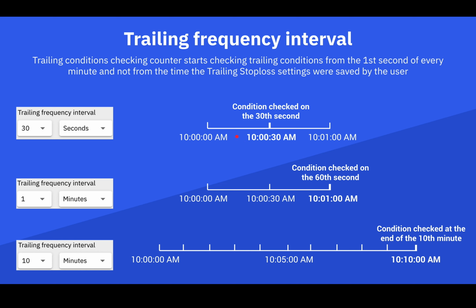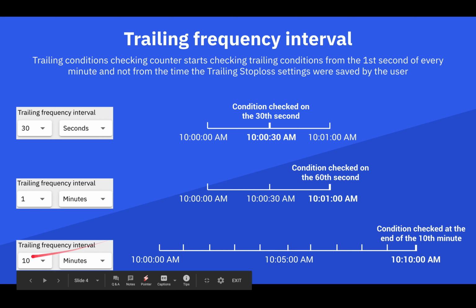If you have saved the trailing settings to 30 seconds on the 5th second of the minute, it will not consider the 30th second from the 5th second of the minute. It will take the 30th second of the entire minute. Similarly, if the trailing frequency interval is set to 1 minute, it will check the trailing condition at the end of the first minute or the 60th second. And trailing frequency interval if set to 10 minutes, it will check that condition at the end of the 10th minute.